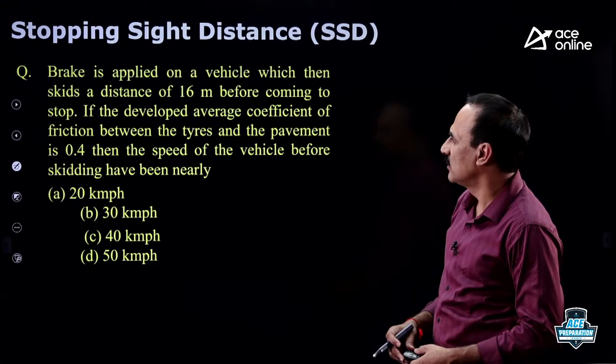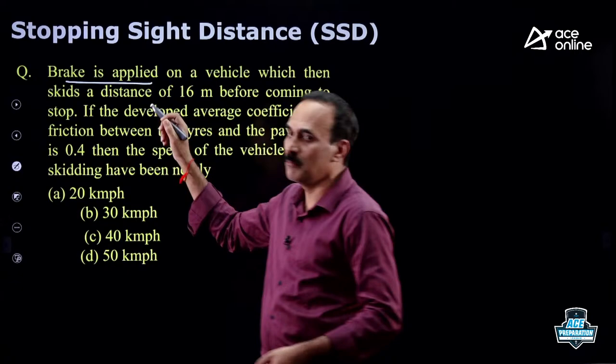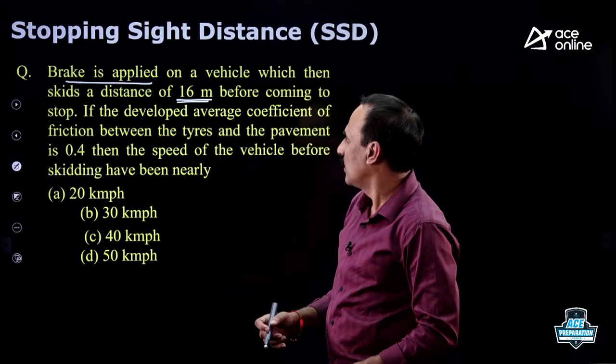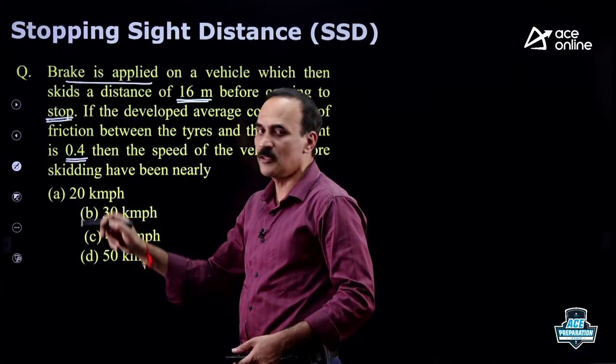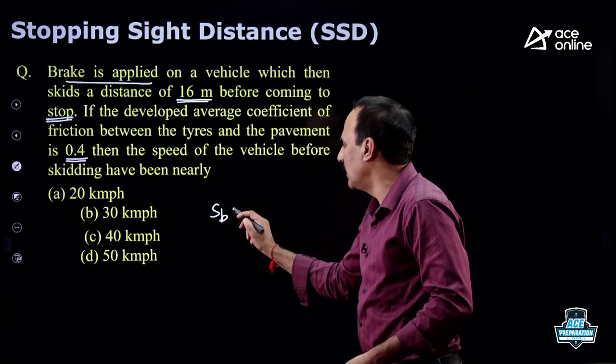Try this question. This was also a previous GATE question, asked long back. Brake is applied. Already brake is applied means the driver has reacted. Lag distance is over. The vehicle skids for a distance of 16 meter before coming to a stop. So final speed is zero because it has finally come to a stop. The coefficient of friction between road and tire is 0.4. The speed of the vehicle just before skidding is the braking distance, initial speed, they are asking you to find out.